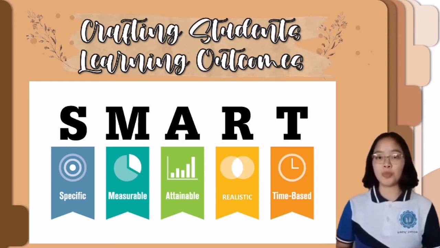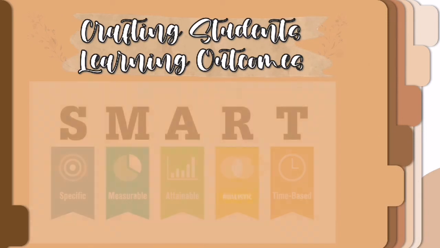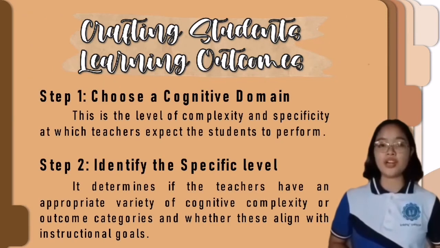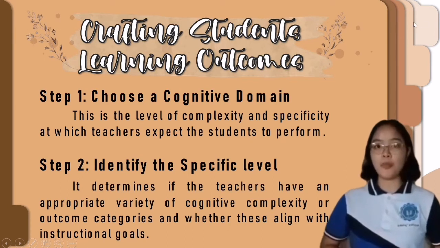SMART methods help you push further, gives you a sense of direction, and helps you organize and reach your outcomes. It also gives teachers like you a direction towards learning progression and comprehension of the students. Here are the steps in crafting student learning outcomes. Step 1. Choose a cognitive domain.